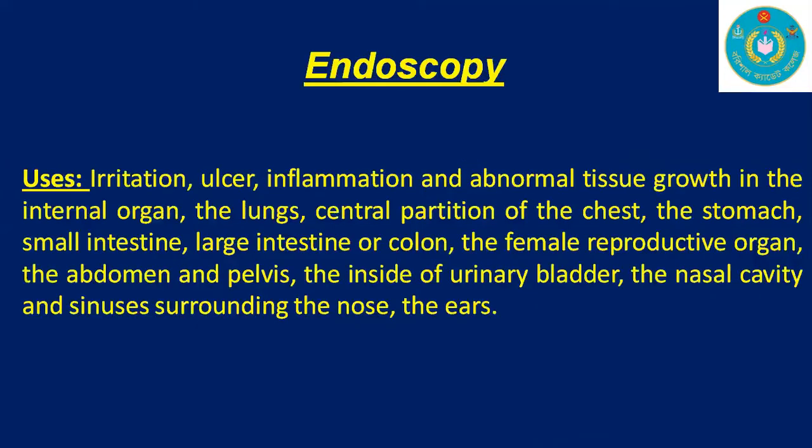Endoscopy has many uses, like detecting irritation, ulcer, inflammation, and abnormal tissue growth in the internal organs: the lung, the central partition of the chest, the stomach, small intestine, large intestine or colon, the female reproductive organ, the abdomen and pelvis, the inside of the urinary bladder, the nasal cavity and sinuses surrounding the nose, and the ears. That is the use of endoscopy.